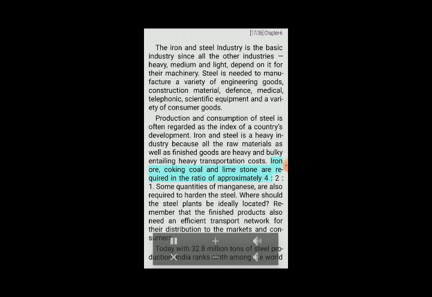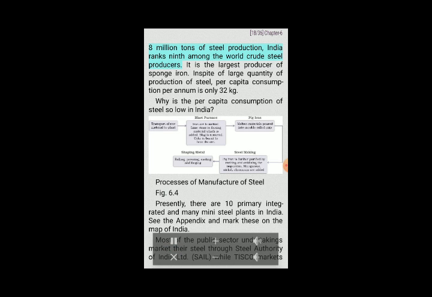Iron ore, coking coal and limestone are required in the ratio of approximately 4:1. Some quantities of manganese are also required to harden the steel. Where should the steel plants be ideally located? Remember that the finished products also need an efficient transport network for their distribution to the markets and consumers.